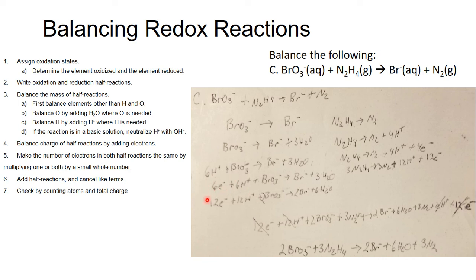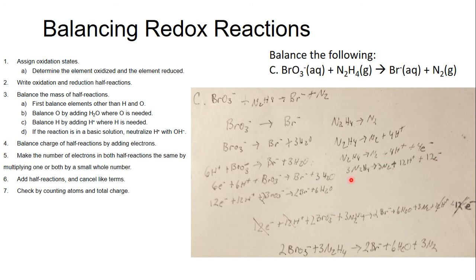So that's what I did here. I multiplied this equation by 2 to get 12 electrons plus 12 hydrogens plus 2 BrO3 minus goes to 2 bromine plus 6 hydrogens. On the right side I get 3 N2H4 plus 3 N2 plus 12 H2 plus 12 e minus, because remember I multiplied by 3.